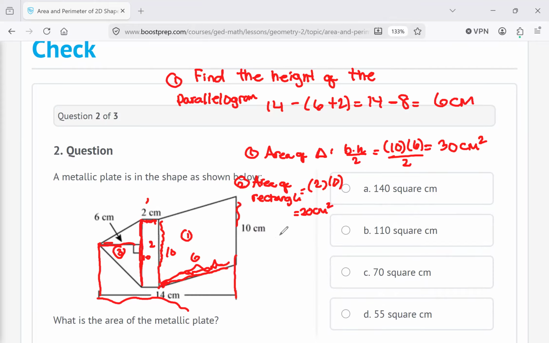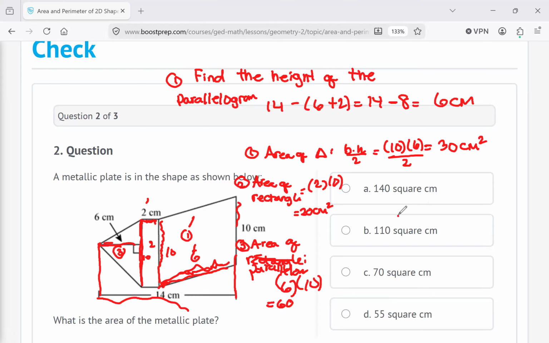And then the area of the parallelogram, this other rectangle, this one right here. So area of a parallelogram would be length times width. So the length is 6, right? We found this distance is 6. The height is 10, and that's 60.